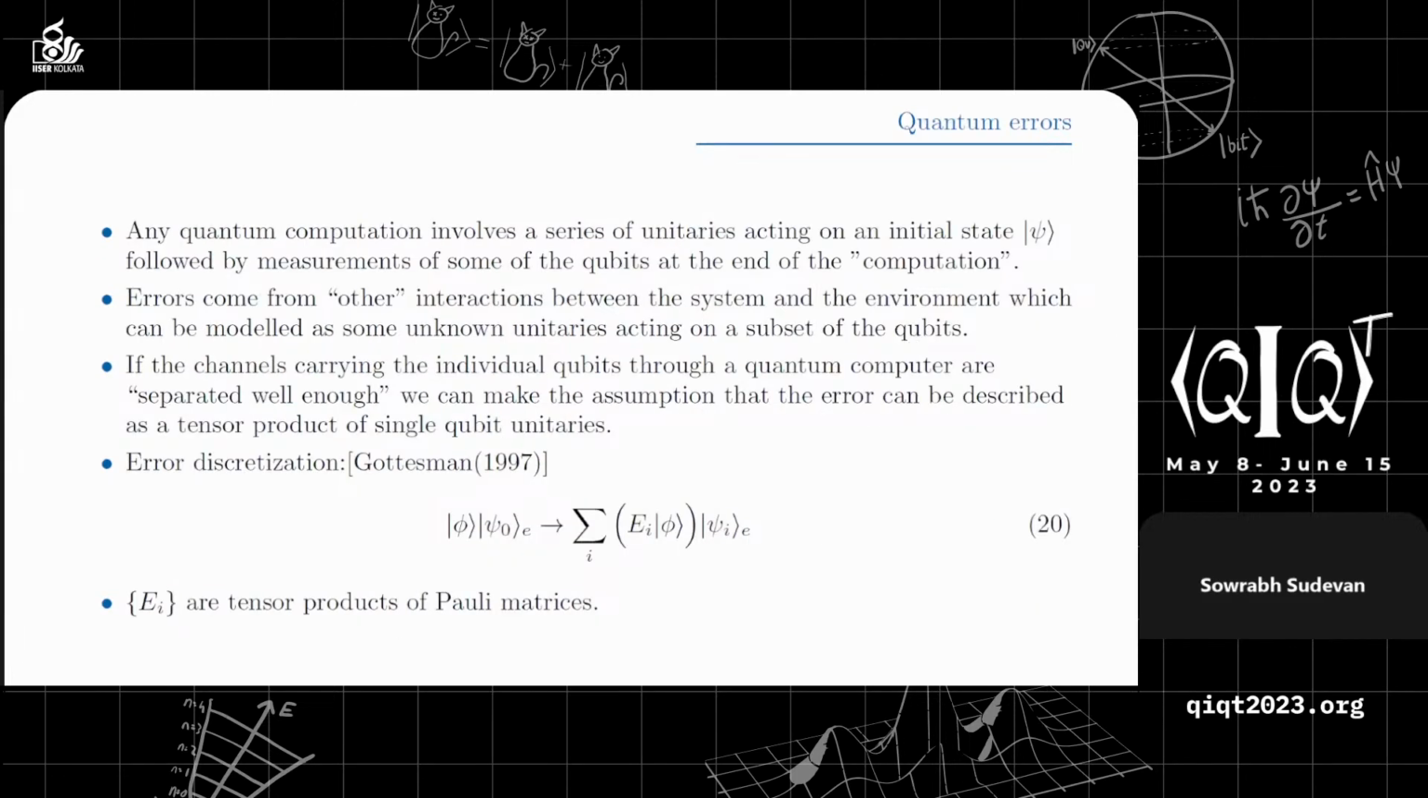So in classical, the errors are basically just bit flips, right? You're sending a string of zeros and ones, and some of those bits will flip from 0 to 1 or 1 to 0. But in quantum mechanics, you have a string of, let's say, qubits being sent through a quantum channel. All kinds of unitaries can act on this.